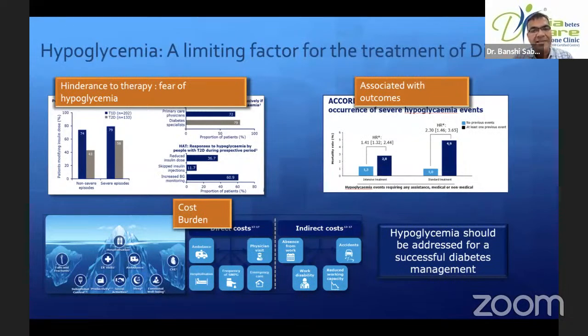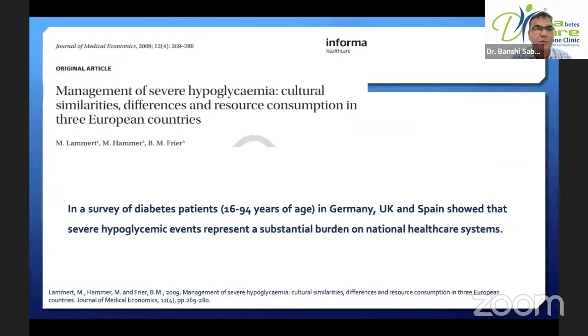Even in the ACCORD trial, which I will be talking about later also, it is associated with severe other untoward events, and the cost burden because of hypoglycemia: patients get hospitalized, admitted, they have to do more frequent self-monitoring of blood glucose, and then there is indirect cost also, that is work disability, absence from work, reduced work capacity, as well as accidents which can occur because of hypoglycemia too.